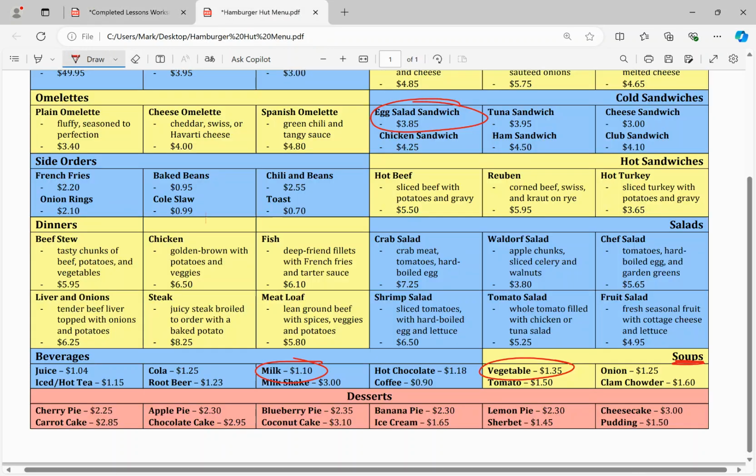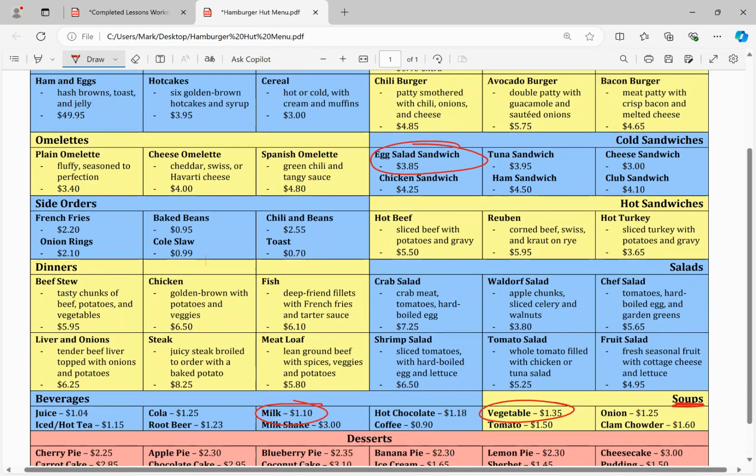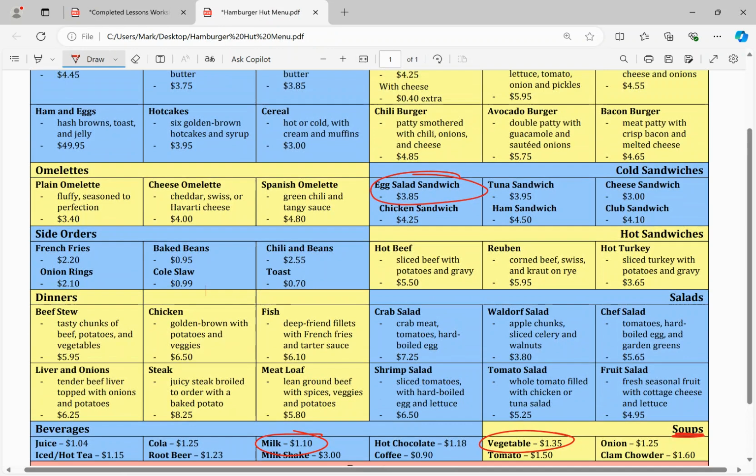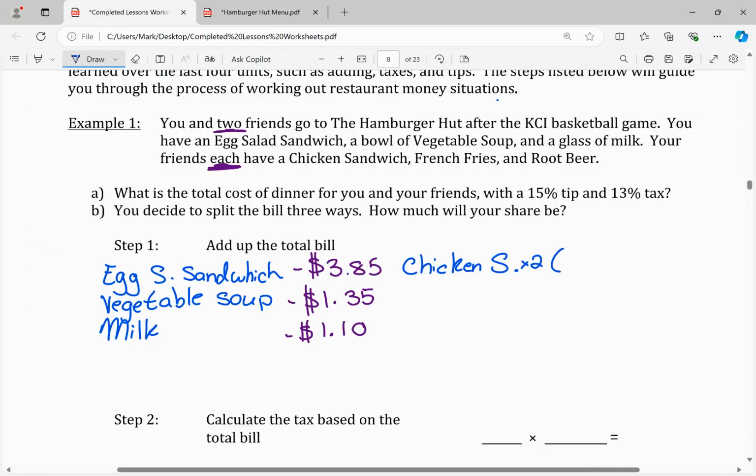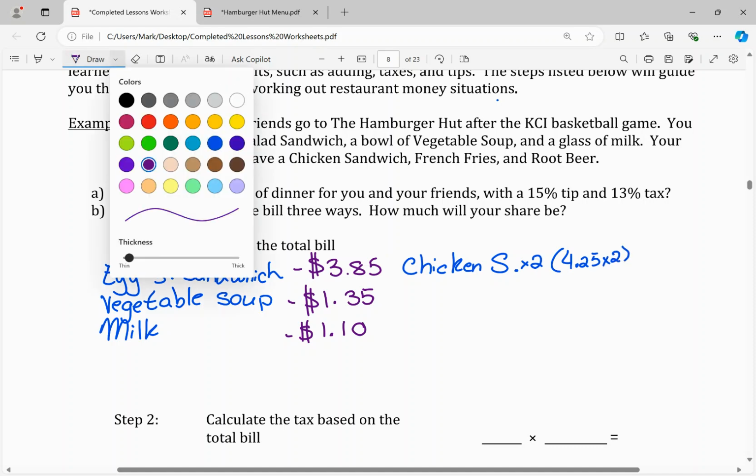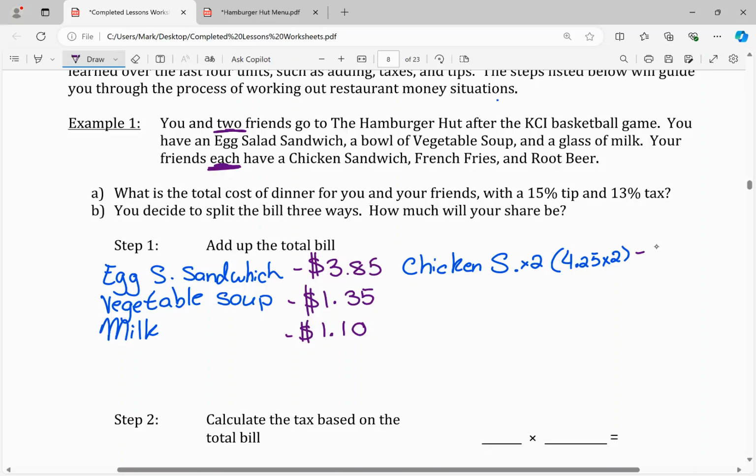All right, how much is a chicken sandwich? We have hot sandwiches over here. Doesn't look like it's under the hot sandwiches. Here it is under cold sandwiches. A chicken sandwich is $4.25. So we're going to take $4.25. We're going to multiply that by 2 to get our pricing of $8.50.